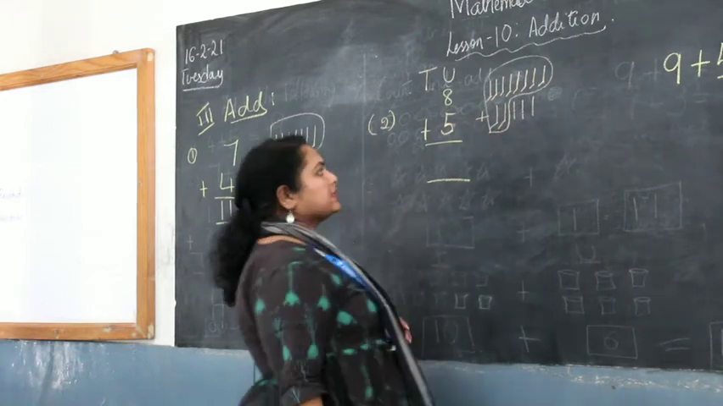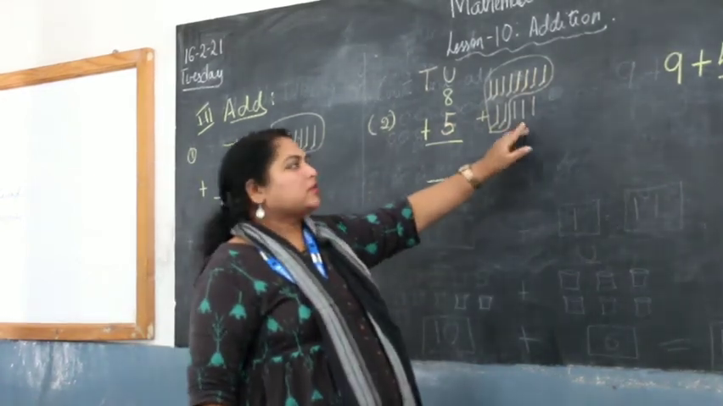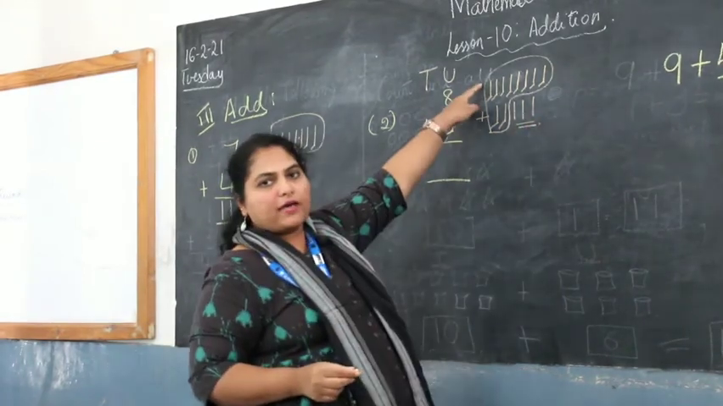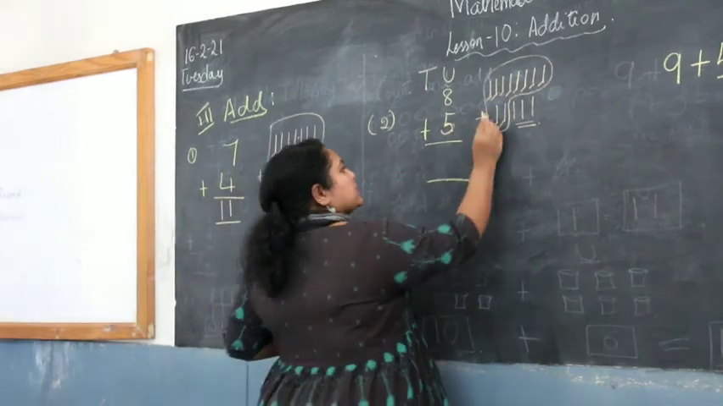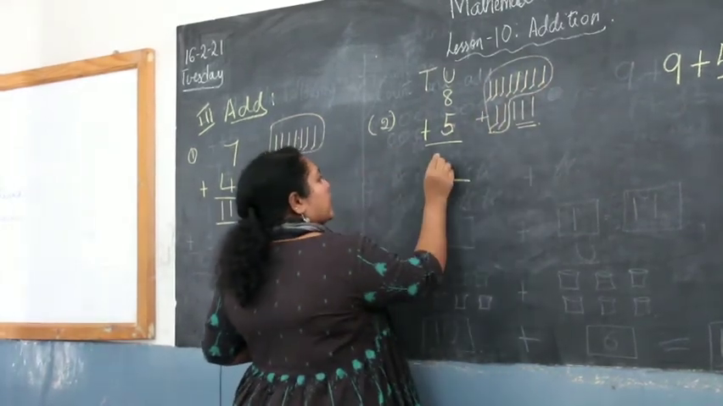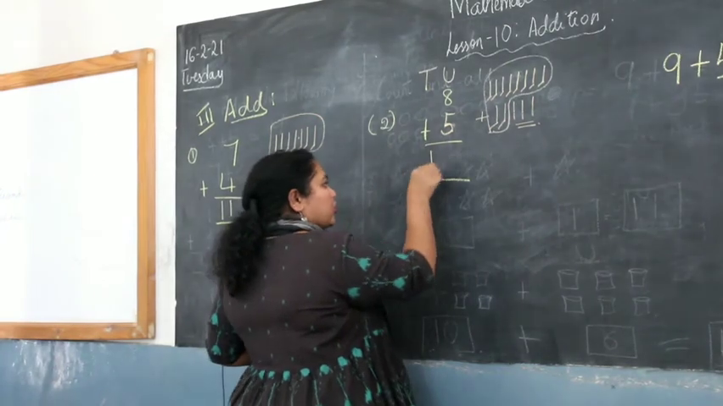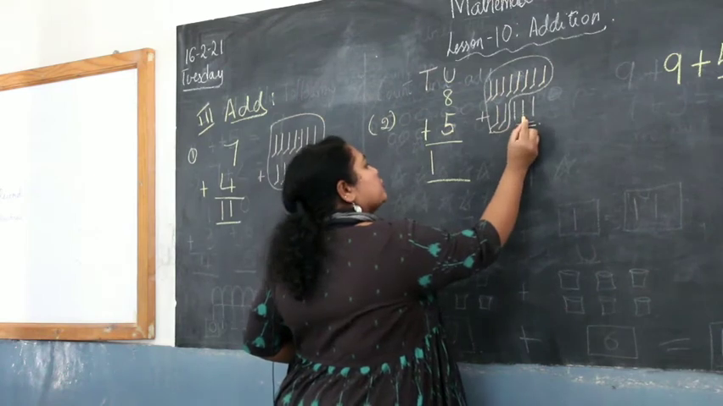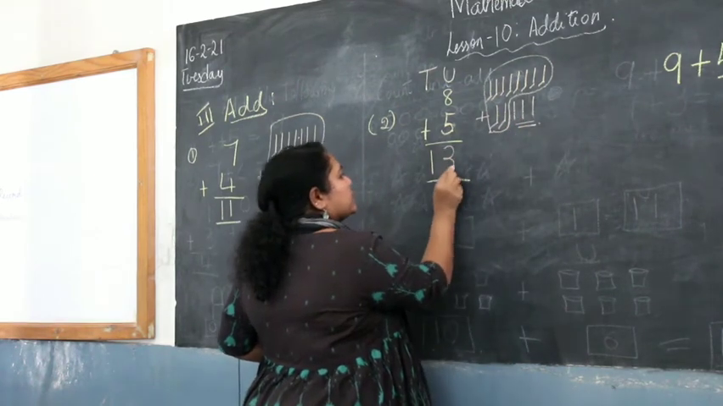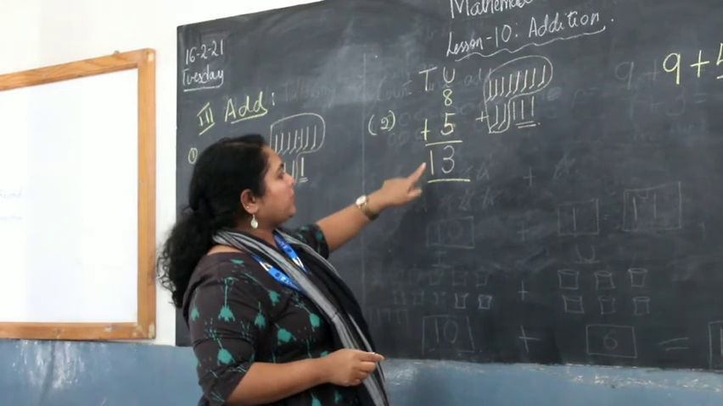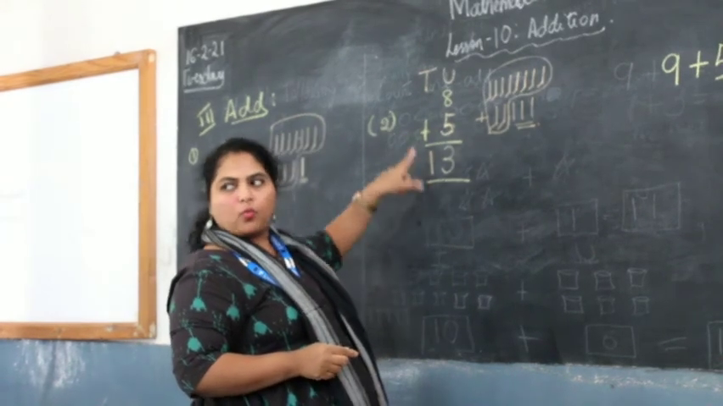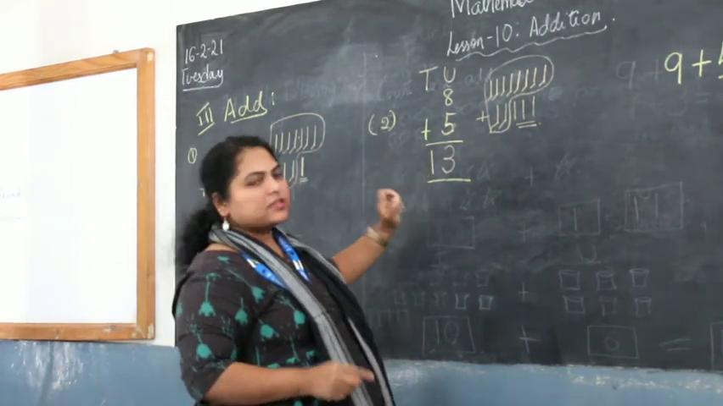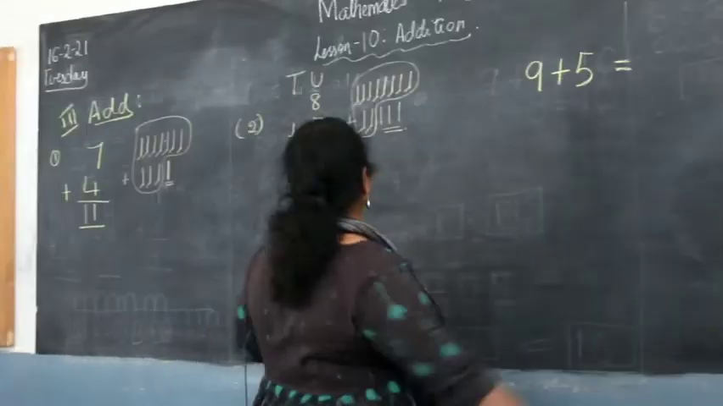So let's group the 10 sticks. I got 10 sticks here. How many units are left? 1, 2, 3 sticks are left. That's the unit. How many tens do I have? I have 1 ten because there's only one group of 10. I'll write it in the tens column. I am left with 1, 2 and 3, so I have 3 units left. So 8 plus 5 is 13. 1 ten and 3 units is 13. So let's go to the next sum.